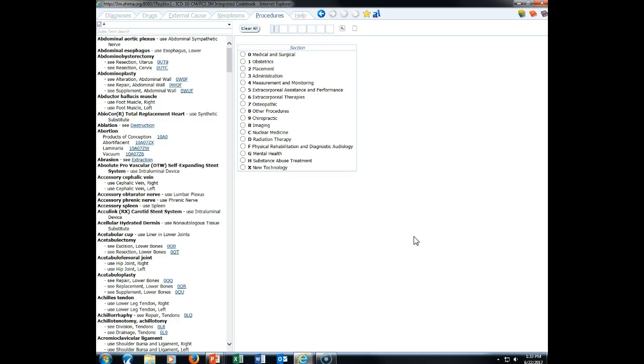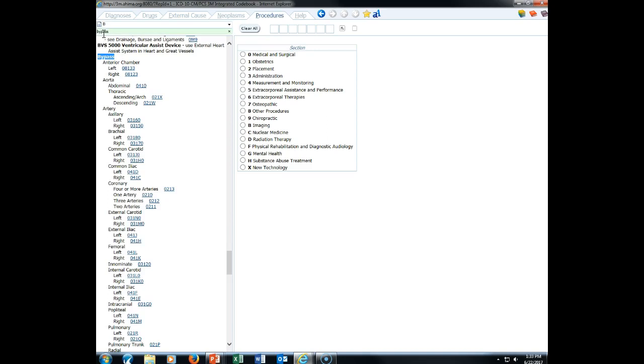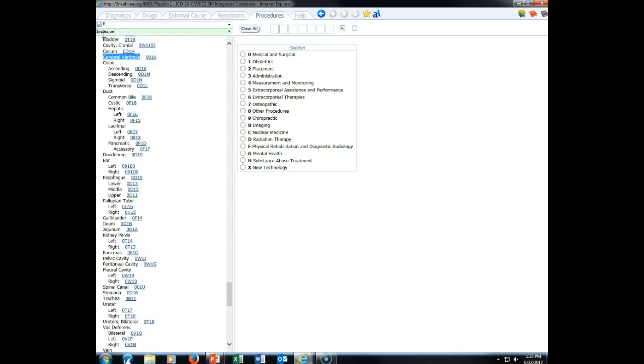So let's look at this first example of a bypass. This is insertion of a ventriculoperitoneal shunt via an open approach, and this is happening in the brain. In the index, I'm going to put in bypass, and we are bypassing the cerebral ventricle. That's what this says. It's a ventriculoperitoneal shunt, and what we're bypassing is the cerebral ventricles.